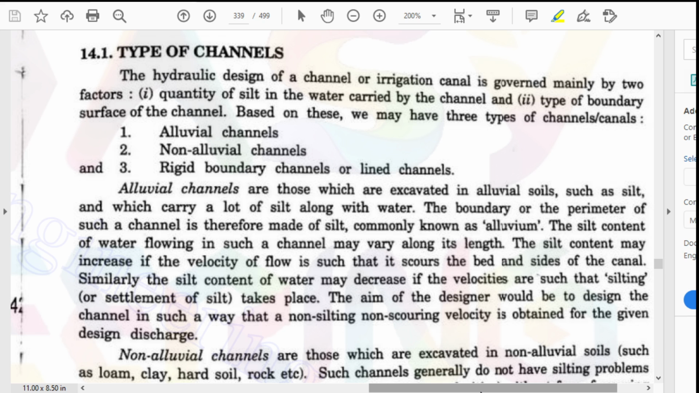Okay, how does it erode? It will scour the entire perimeter of that channel. Now, such channels are called alluvial. ऐसे जो चैनल्स होते हैं उनको क्या कहते हैं, एल्यूवियल कहते हैं. ओके, जो चैनल्स एल्यूवियल सॉइल में एक्सकवेट किए होते हैं, सॉइल्स सच एज सिल्ट, तो दैट चैनल्स आर कॉल्ड एज एल्यूवियल.